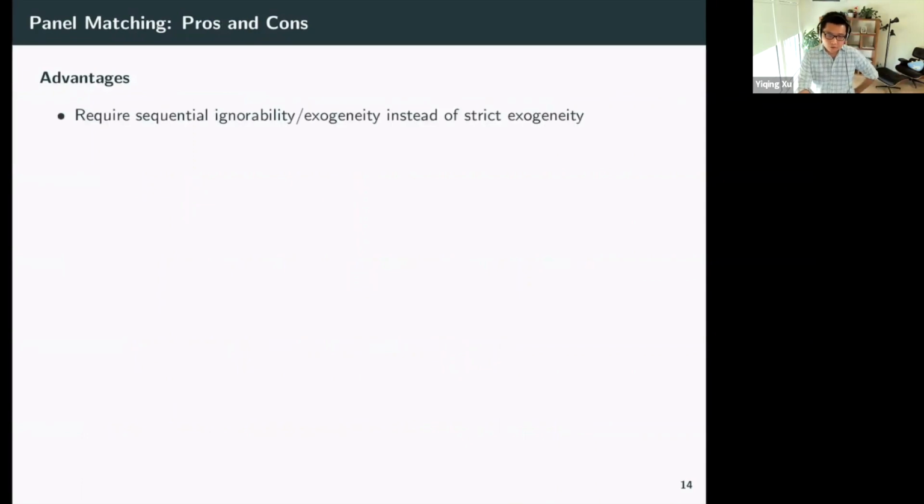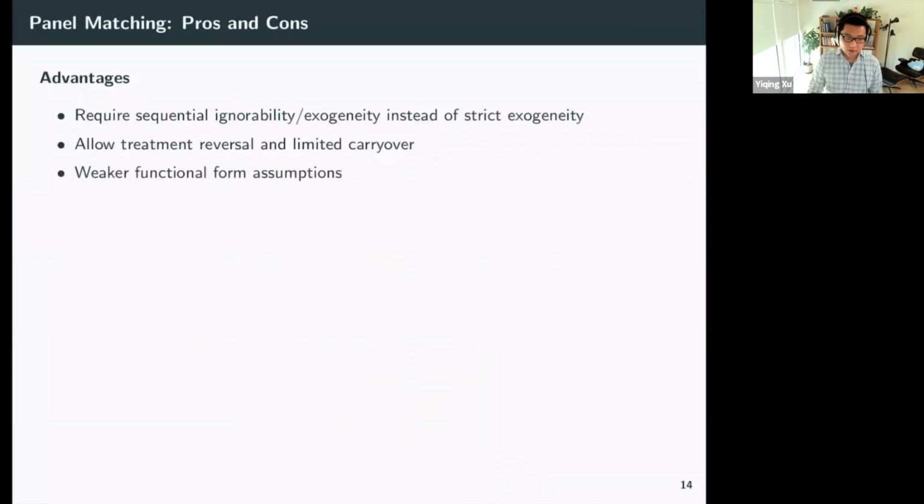It requires sequential ignorability or exogeneity instead of strict exogeneity. I think that's one step further. And it allows treatment reversal and limited carryover, another relaxation of the assumptions required by two-way fixed effects. And it has weaker functional form assumption. It allows a variety of matching and reweighting methods.